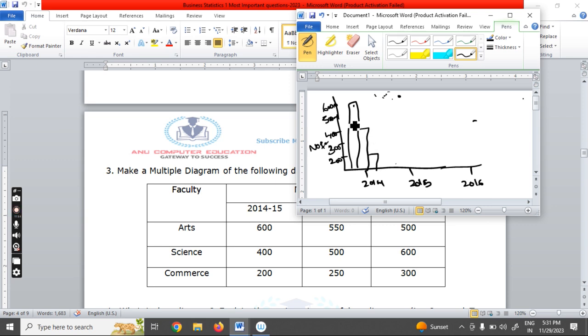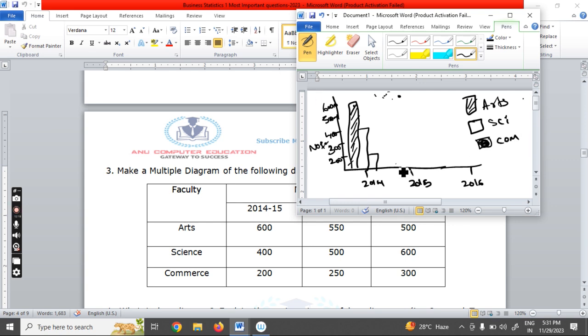So you give different shading for different streams. I'll give this shading here, and I will write it, so this is called arts. Next I'll leave this empty, this is science here. And next I'll take commerce as full shading like this. So this is all commerce.